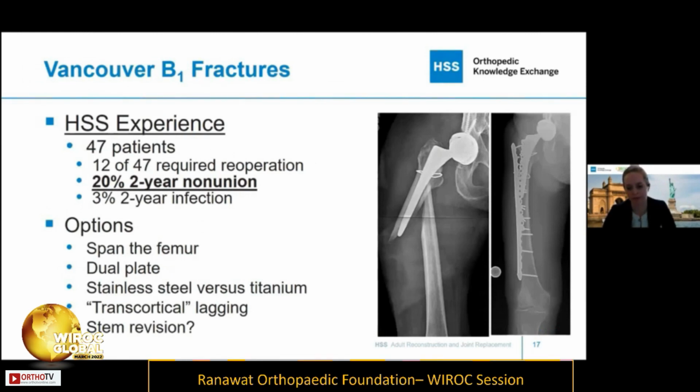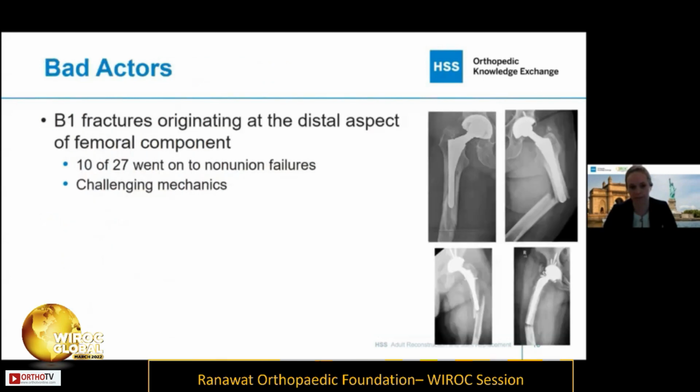Like I said, B1s are the stable stem where you try to fix them, very high rate of non-union. I think that's because of the varus deforming forces. So I'm going to go over a case of this and lessons that I've learned from my own failures. And what I do now is I span the entire femur. I double plate them when I can. I use a stiffer plate whenever possible. I try to lag things when I can. And if it's a really, really tough pattern, I'll consider even revising the stem.